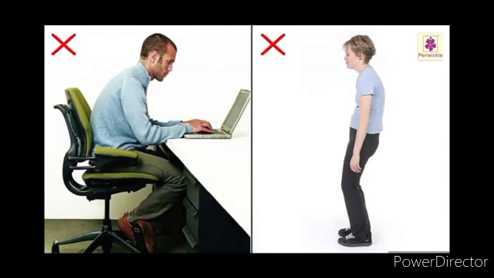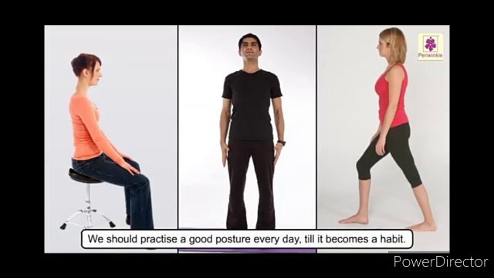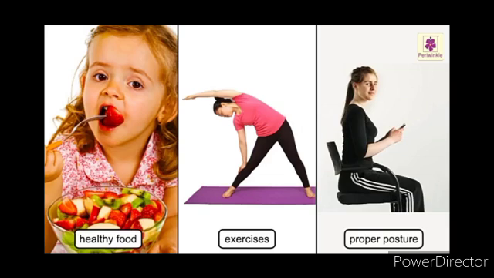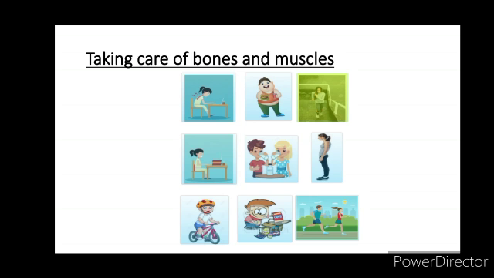Once we start sitting or standing in the wrong posture, our bones and muscles get used to that shape, and in the future, we will find it difficult to sit or stand straight. So, we should practice a good posture every day till it becomes a habit. Always remember, healthy food, exercises, and proper posture are needed to keep us strong and fit. Students, in this class, we learned muscles and movements. There are two types of muscles, voluntary muscles and involuntary muscles.